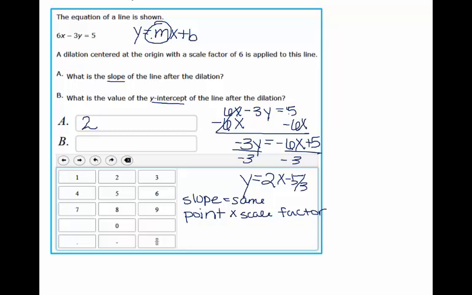For b, what is the y-intercept? Your y-intercept is this number back at the end. So if you take that, that's just a point. That's a point where it crosses your y-axis, and so you would multiply that by the scale factor. It said in our problem the scale factor is 6. So times 6. Negative 30 divided by 3, negative 10. So this one would be a negative 10.